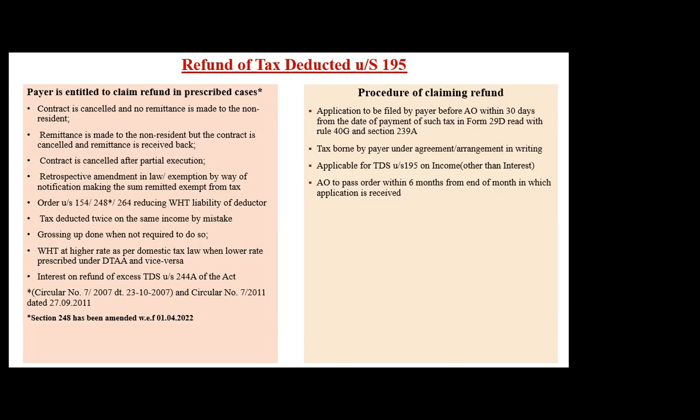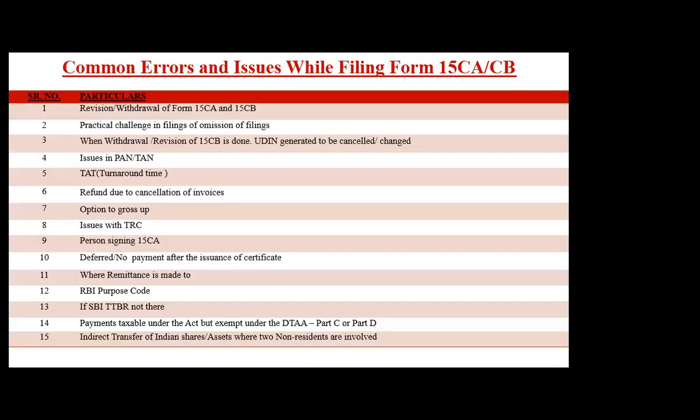So in that case, there is a specific procedure where you can claim refund, and you have to give an application to the AO within 30 days from the date of the payment, and then you have to file the form in Form 29D, read with Rule 40G, and based on that, you can get the claim. So an AO has to pass the order within 6 months from the date on which he received the application. No. Till now, yeah, it's manual.